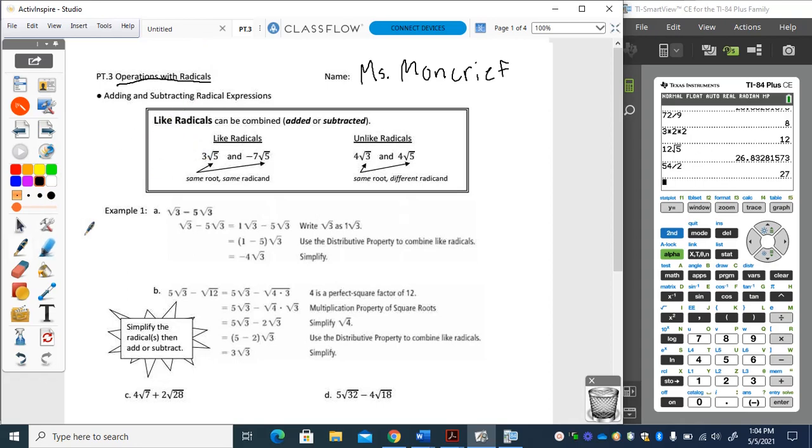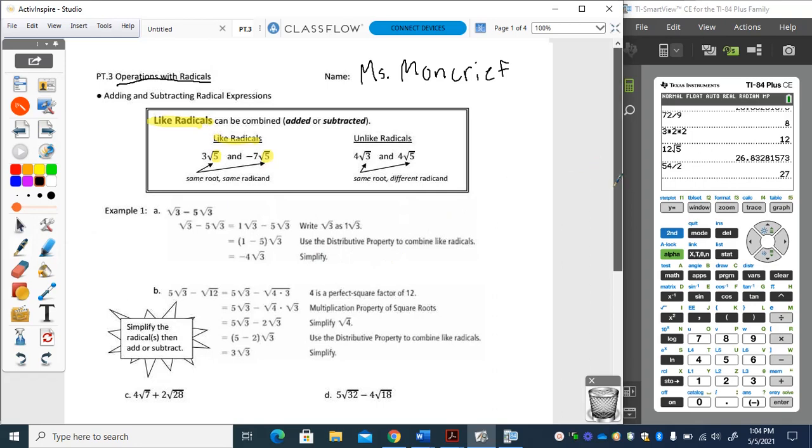In order to add or subtract radicals, you need to have this thing called a like radical. Like radicals can be combined, which means they can just be added or subtracted. Like radicals just means they have the same root, same radicand. That means the same numbers inside the radical. That's all that means. For example, we have 3 square root of 5 and negative 7 square root of 5. They both have the square root of 5, so they are like radicals. Unlike radicals would be like 4 square root of 3 and 4 square root of 5. Is the number the same on the inside of the radical? No, so they are unlike.